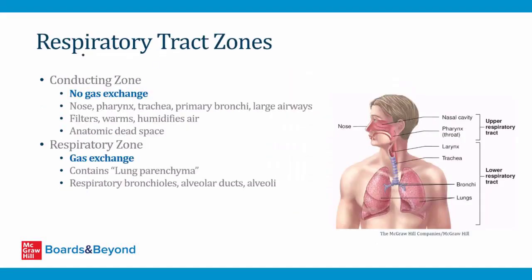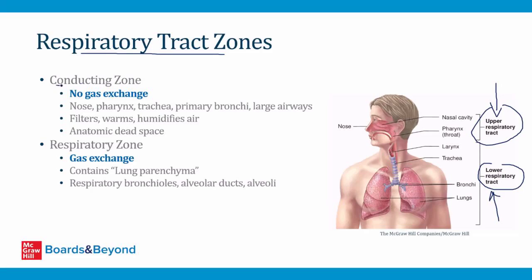Okay, let's talk in a little bit more detail about respiratory tract zones. So one way to divide the respiratory system is into the upper respiratory tract and the lower respiratory tract. And this is something that we often do clinically when we're talking about infections. We talk about upper respiratory tract infections, or URIs, and lower respiratory tract infections, which are things like pneumonia. But another way to divide the respiratory system is into zones.